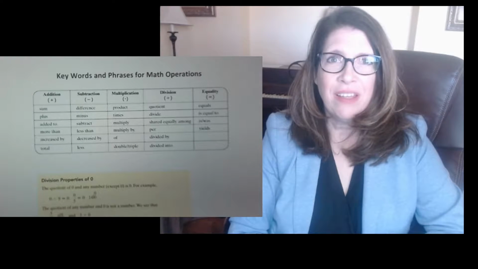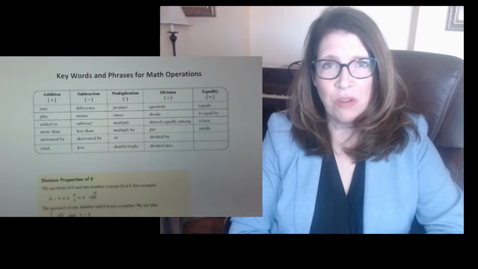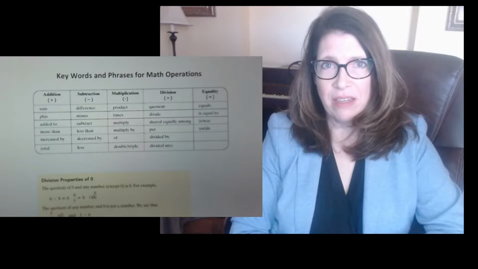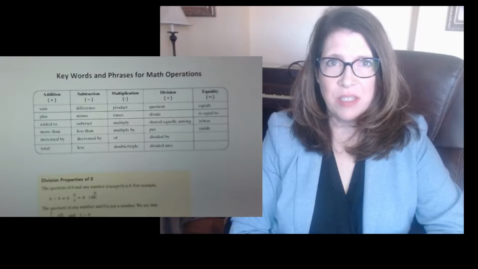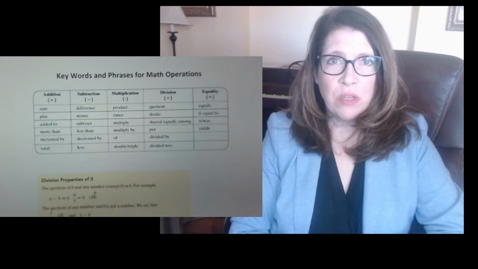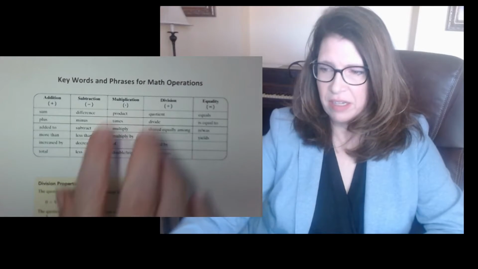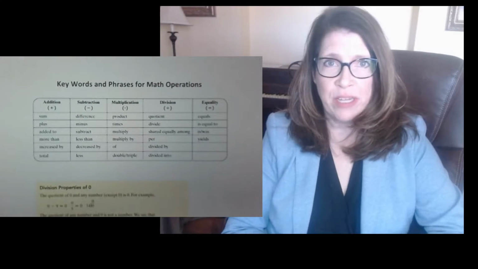Welcome back. So now we're going to start the order of operations part of the packet. You're going to want to have out your packet that says 1.9 at the top, and you're also going to want to have out the page that says the keywords and phrases for math operations.